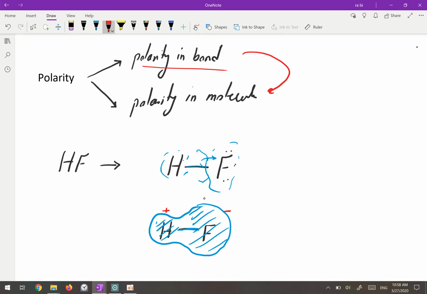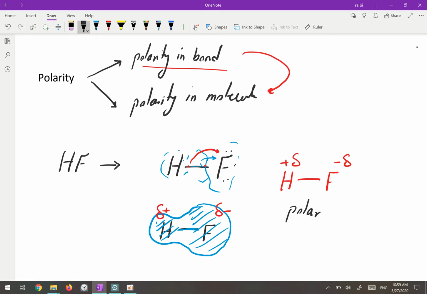But the electrons don't completely transfer to the fluorine. So that's why they are not fully positive or negative. They are partially positive and partially negative. So in HF, the area around the fluorine is partially negative and the area around the hydrogen is partially positive. So in this case, we say the bond is polar.